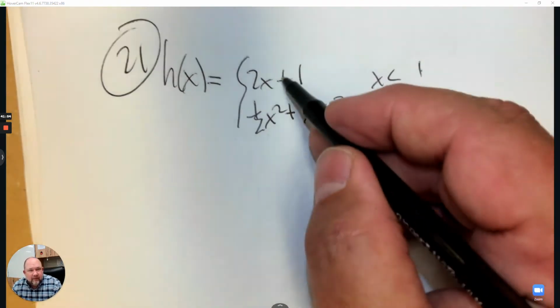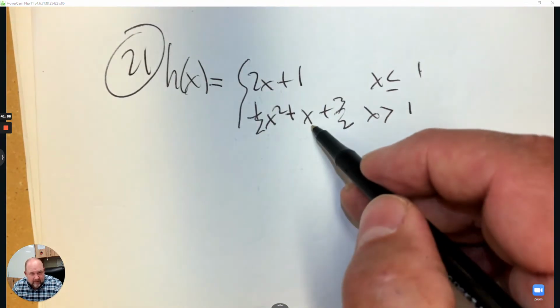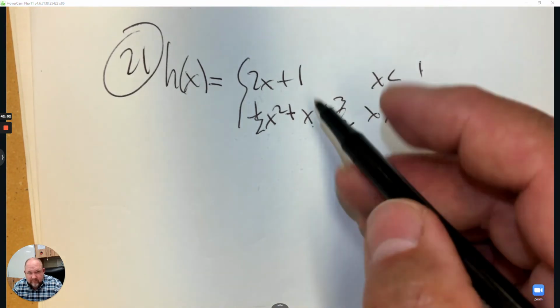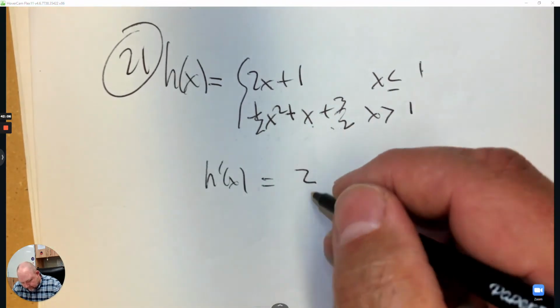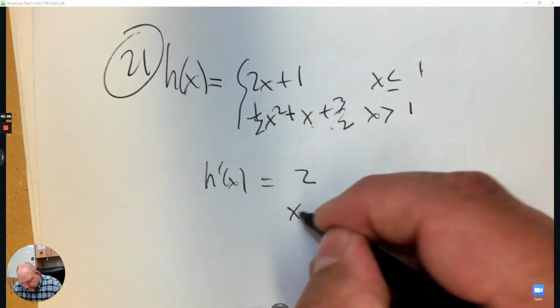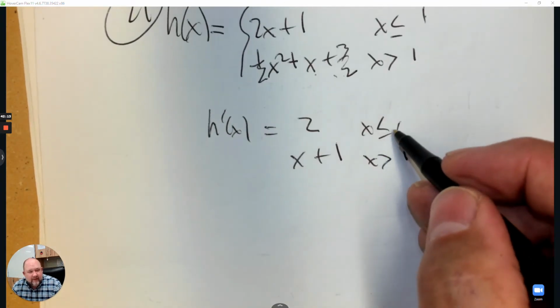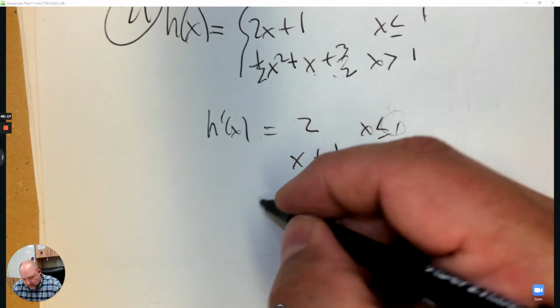So first of all, if I plug in 1, the answer is 3. If I plug in 1, I get 4. It's still 3. So it's continuous. Take the derivative. And if I take the derivatives, do they match? So this is always differentiable.